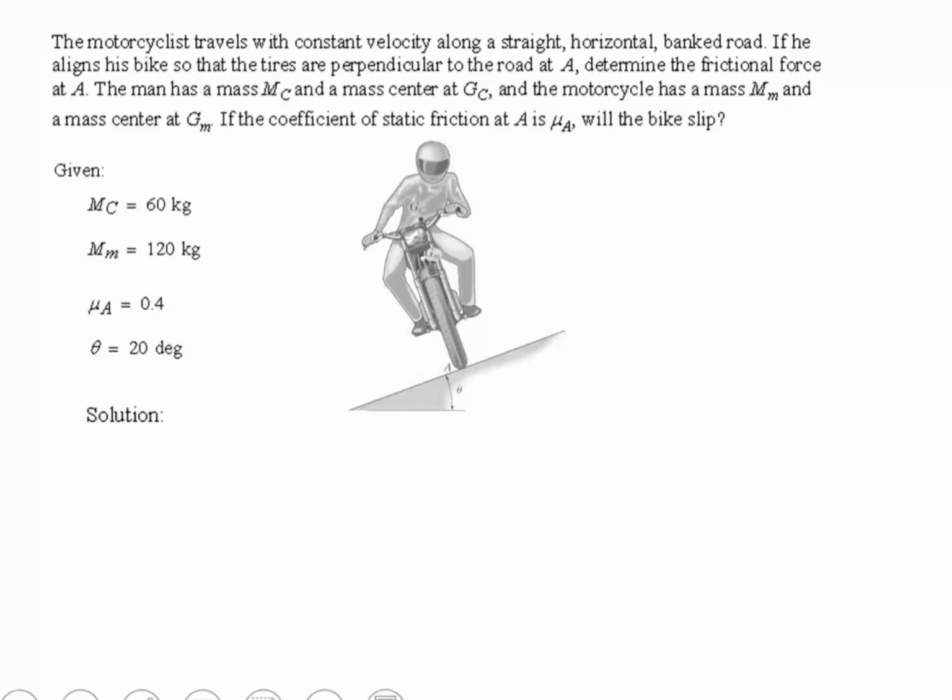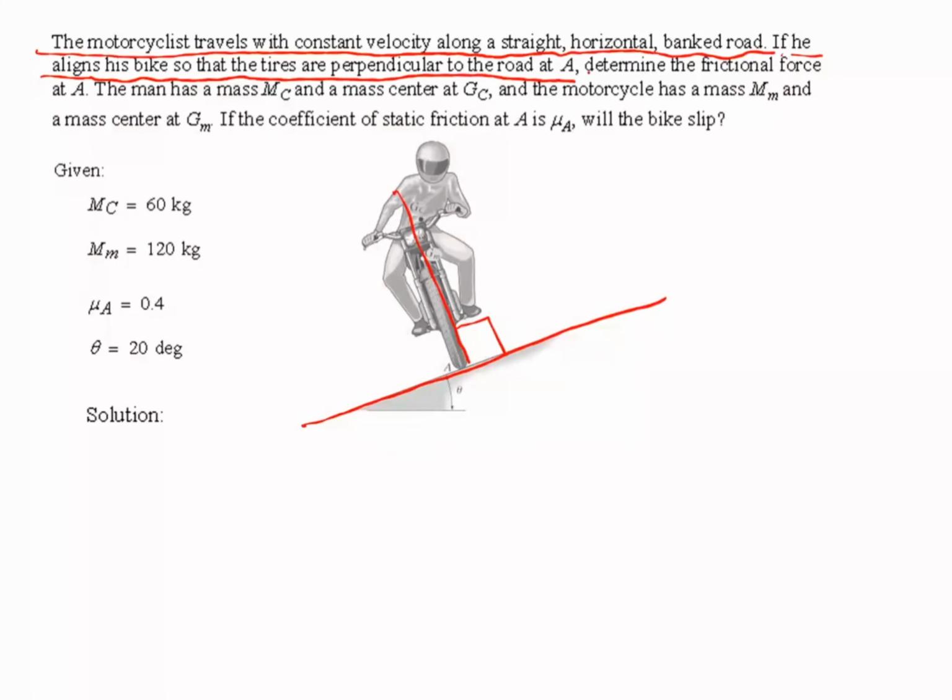So let's look at this one. What we've got here is a motorcyclist traveling with constant velocity along a straight horizontal banked road. If he aligns his bike so that the tires are perpendicular to the road at A, determine the friction force at point A.